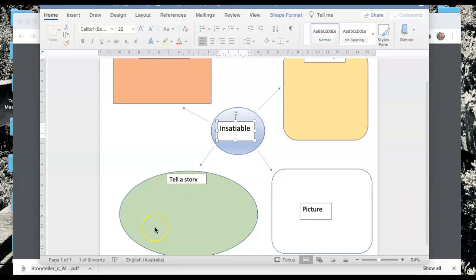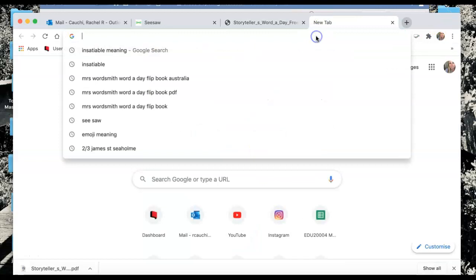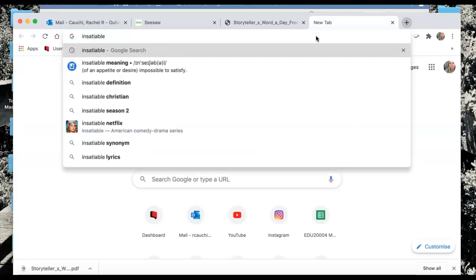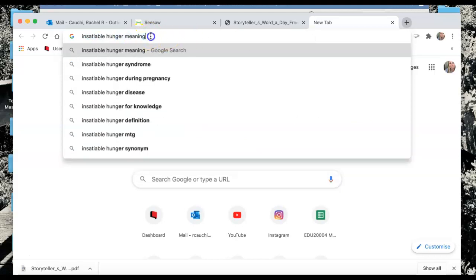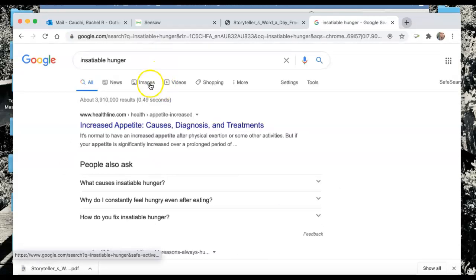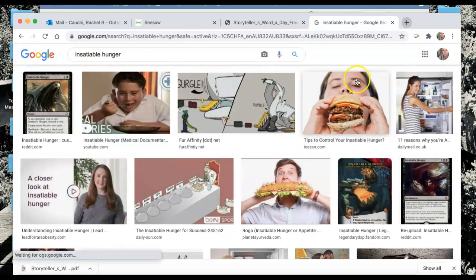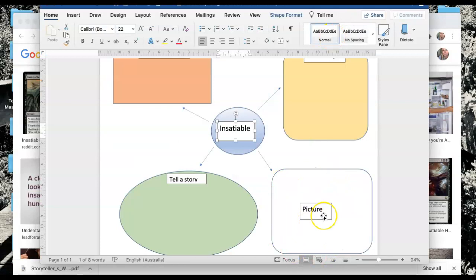Tell it in a story. So put it in a sentence that makes sense. In this last one, you've got a picture, and what I want you to do is use one of your word pairings. So go in, insatiable hunger, for example, and go to images and see if you can find an image that you think looks like insatiable. Now, here's somebody eating a big burger, so I might cut and paste that picture and pop it in my box. So I've got an example of what an insatiable hunger looks like. Thanks, guys. Look forward to seeing what you come up with.